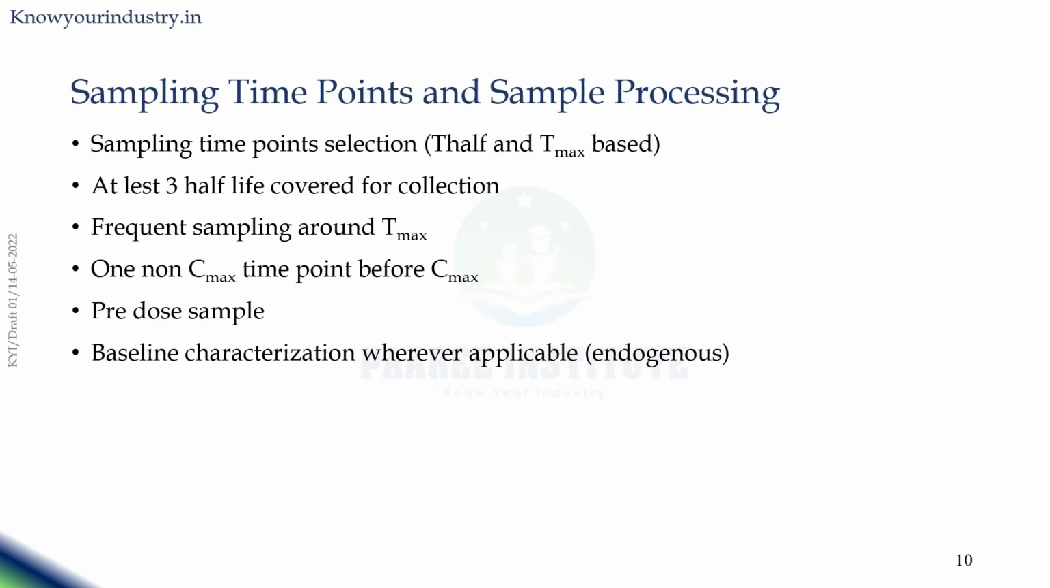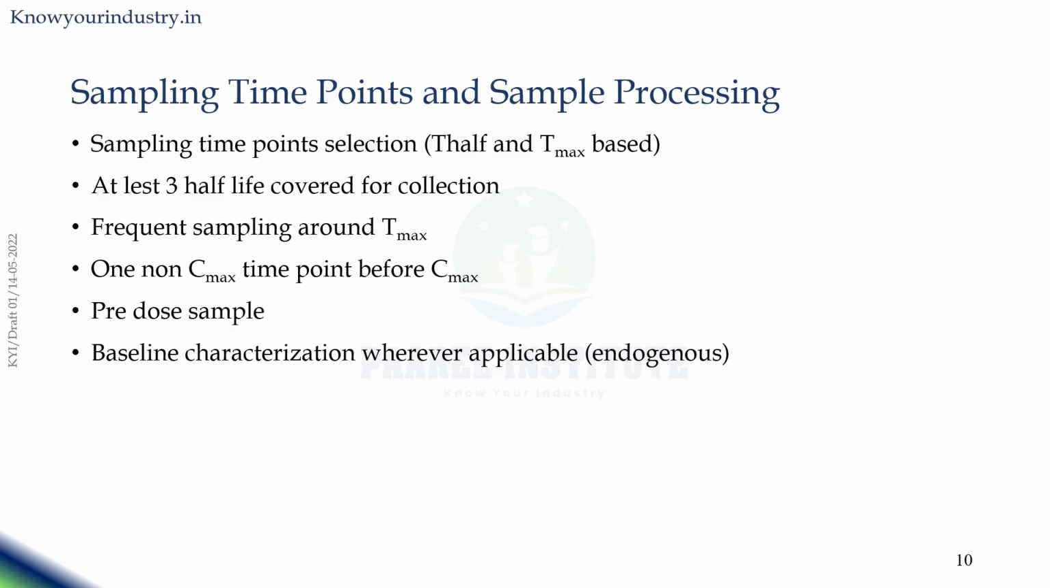Now, the most critical and important aspect of the bioequivalence study is the selection of sampling time points and sample processing. First we will see the selection of sampling time points. How is it selected? Generally, to select the time points, there are two important pharmacokinetic parameters that need to be studied through literature. One is Tmax and the other is the half-life. So Tmax and half-life generally define the sampling time points.